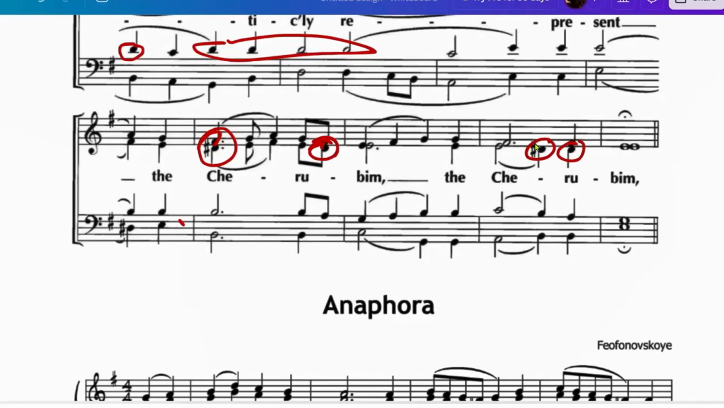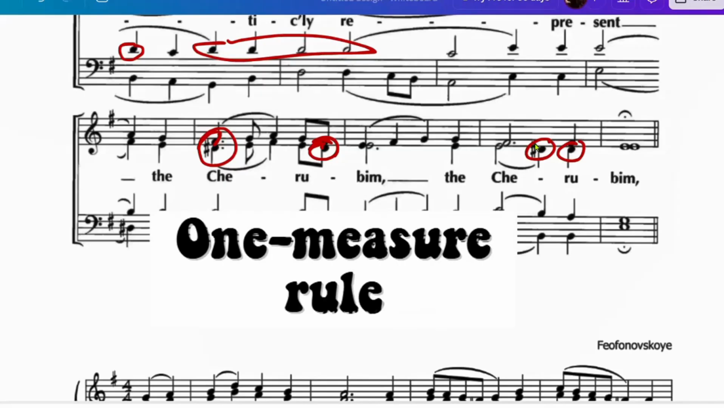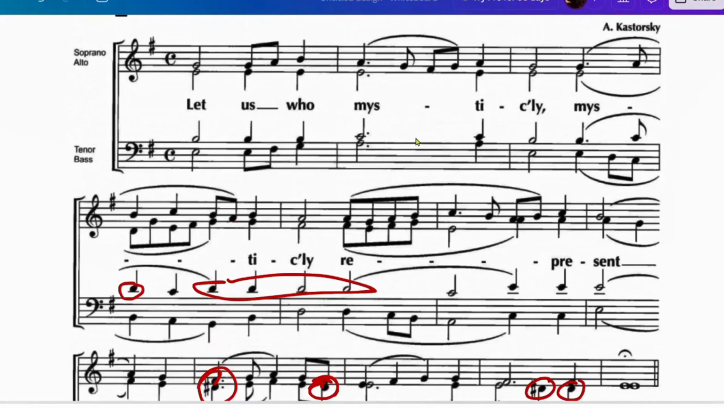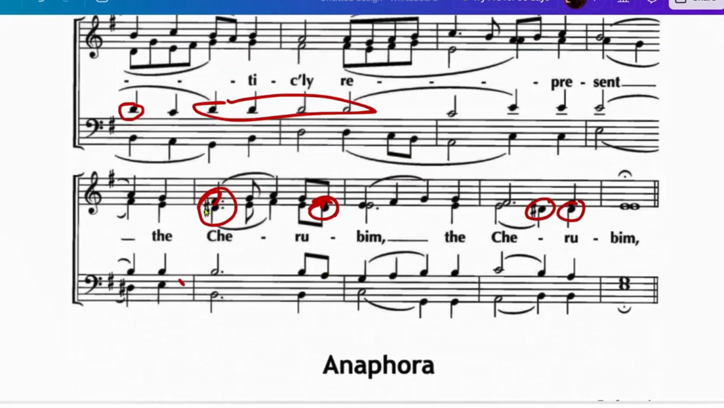Well, this is because of what's called the one measure rule. So anytime there's an accidental at a note, as is the case here, this accidental applies for the rest of the measure. For every instance of that note, at least for that voice, it still applies. And then it resets at the next measure. So if there was a D here, it would just go back to natural, and that's the case here as well.